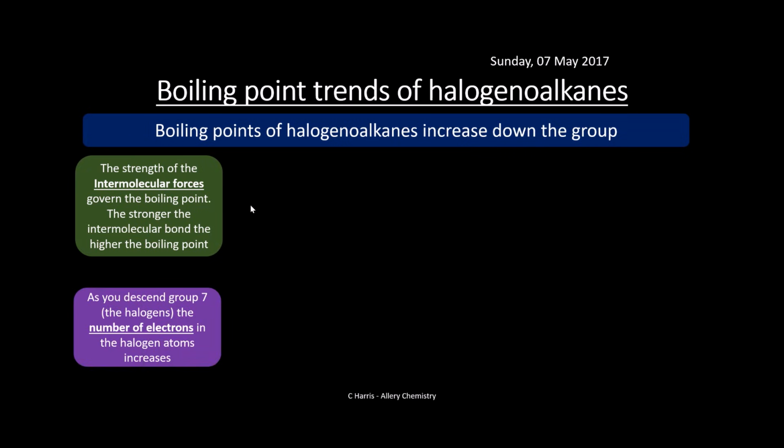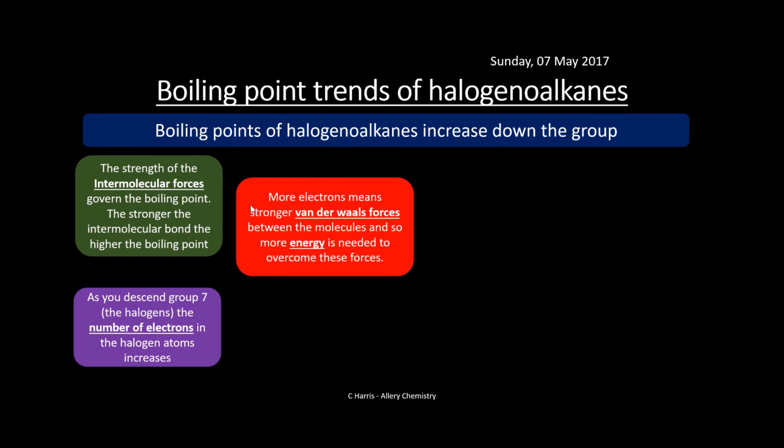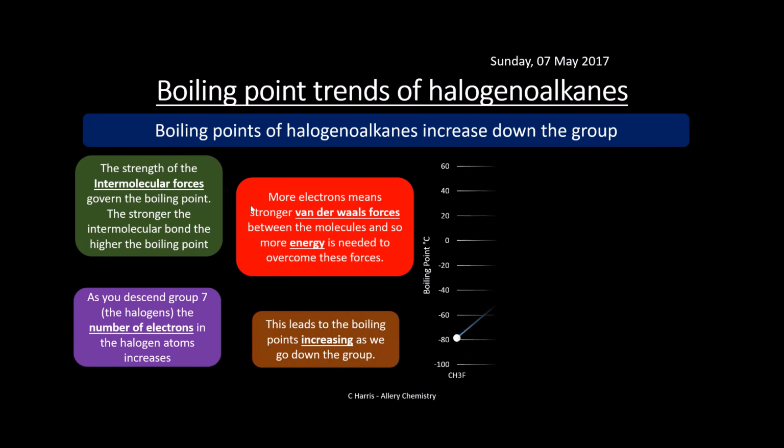And as we go down group 7, the number of electrons in the halogen atoms effectively increases. So this means that you have more van der Waals forces, more energy is needed to overcome these strong forces, and this is why the boiling points of halogenoalkanes increase as we go down the group.